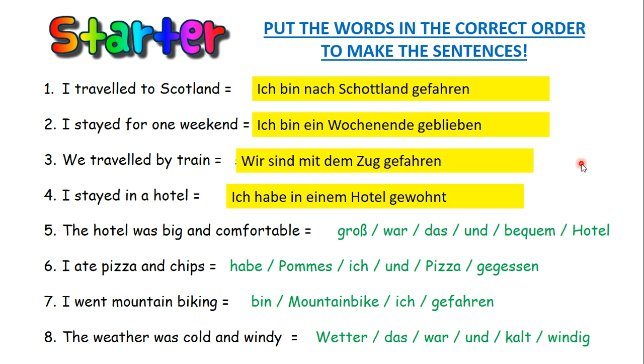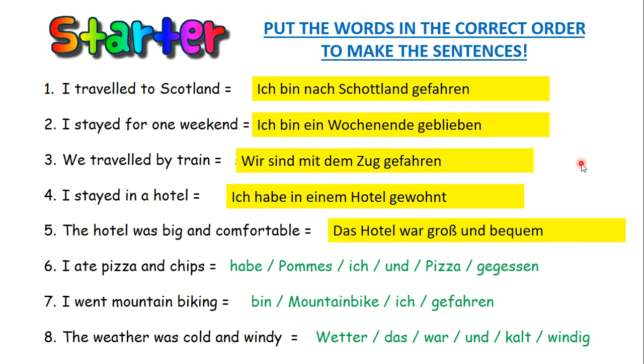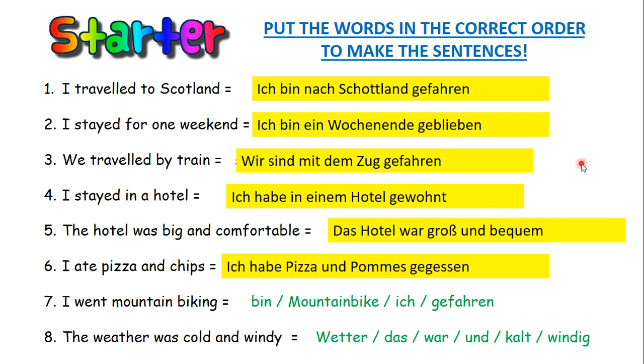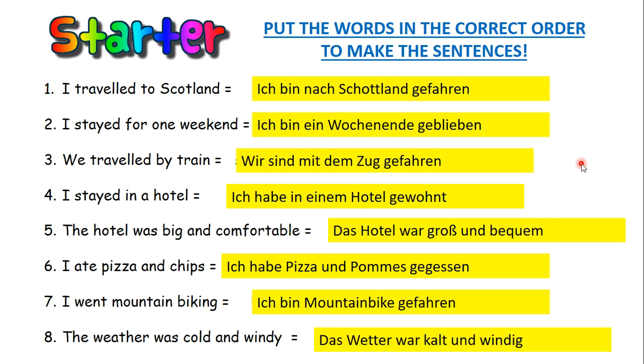The hotel was big and comfortable. Das Hotel war groß und bequem. I ate pizza and chips. Ich habe Pizza und Pommes gegessen. I went mountain biking. Ich bin Mountainbike gefahren. The weather was cold and windy. Das Wetter war kalt und windig.